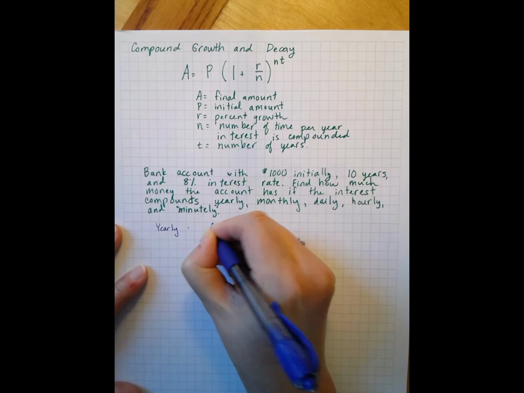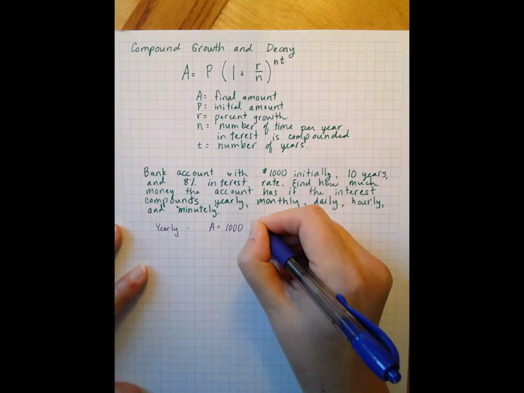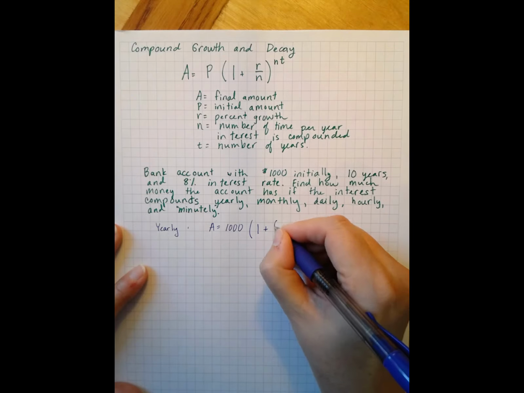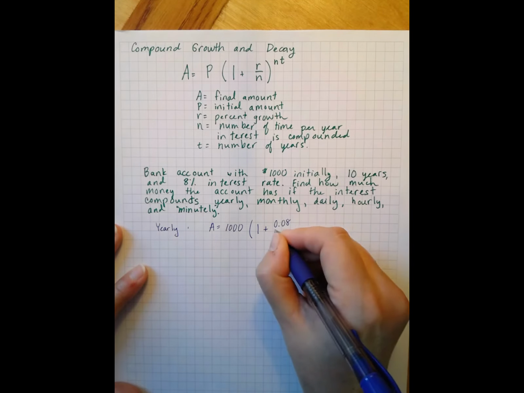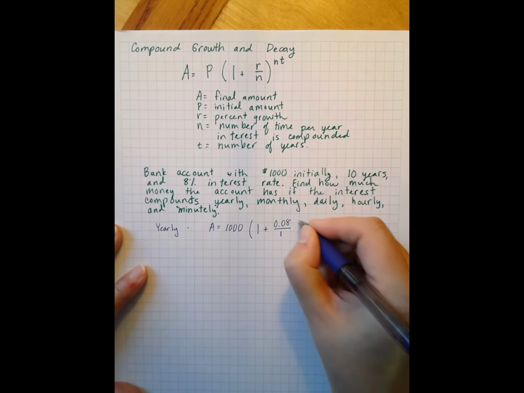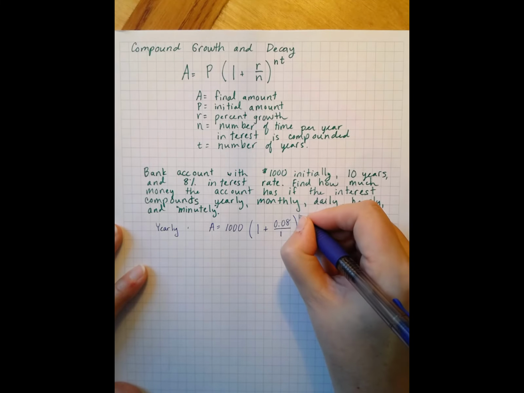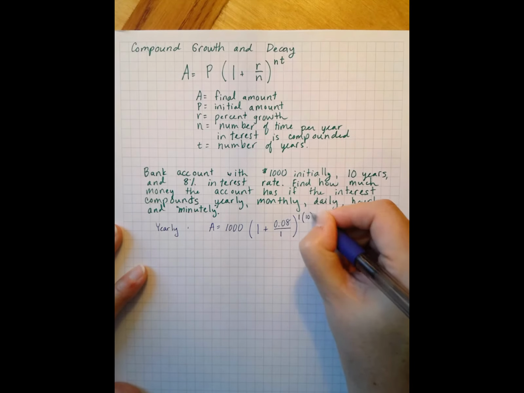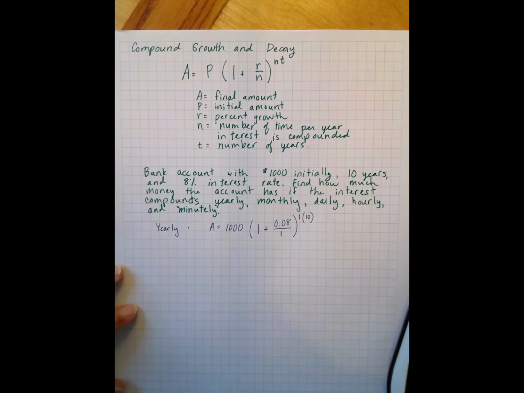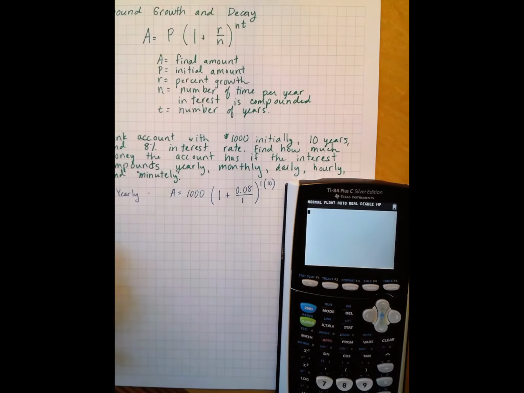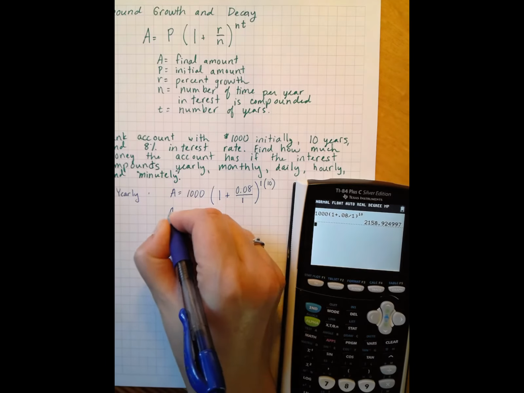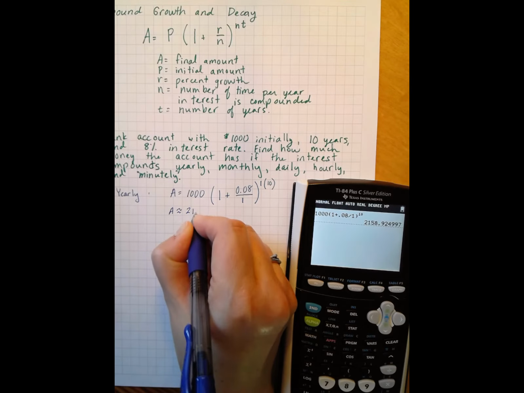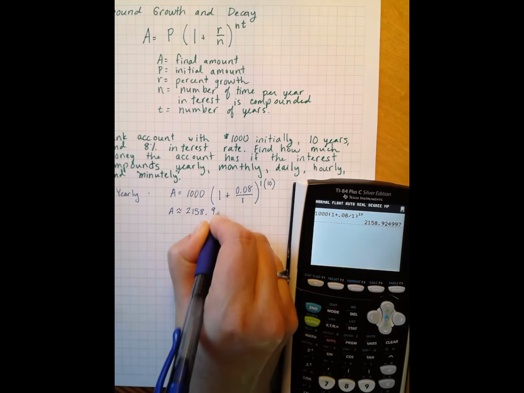which means my formula is going to be A equals my initial 1,000, 1 plus my rate 0.08, all over the number of times per year. Yearly is 1, number of times per year 1, and 10 years. And then I pull out my handy dandy calculator, and I put in 1,000 times 1 plus 0.08 divided by 1 up to the power of 10. And I get an amount that is approximately equal to 2,158.92.